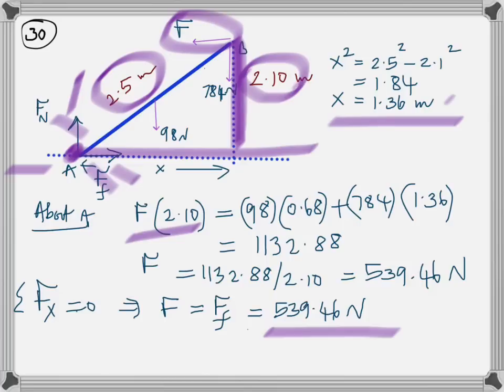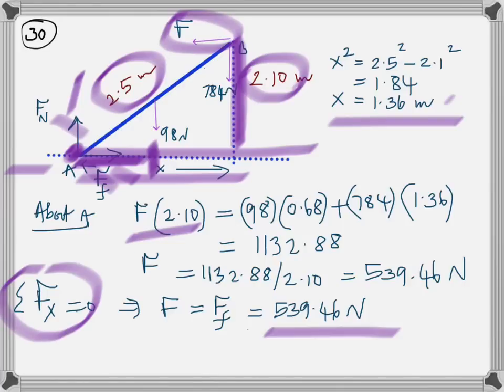So, and then 98 times the perpendicular distance, which will be half of 1.36. Then 784, which is almost at the end, times the whole distance, 1.36. And you would get F as almost 540 newtons. And because the sum of the forces along any axis must be 0, you know that friction, which is along the positive x-axis, must be the same as force on the wall, which is along the negative y-axis. And therefore, the force of friction is 539.46 Newton.